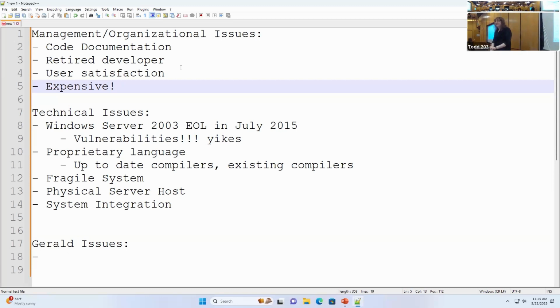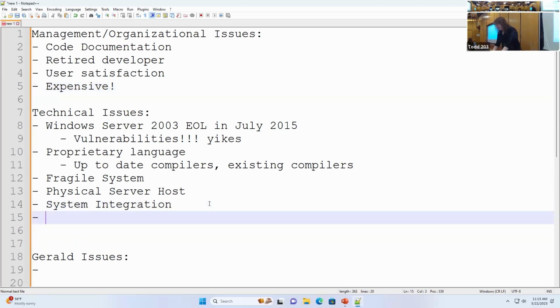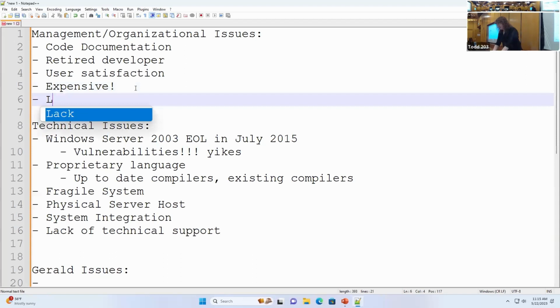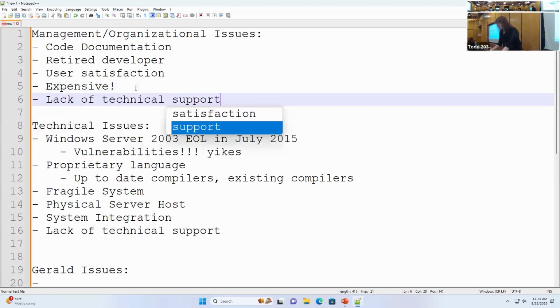We have lack of technical support. Excellent one. I'm actually going to put this one in both sections. It's really a socio-technical issue. It's lack of support in general.